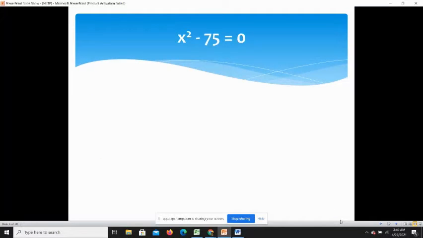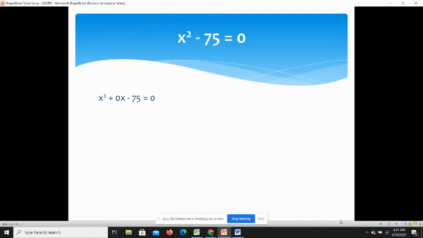Here are some examples of quadratic equations in standard form. Let's have x² minus 75 equals 0. And yes, it is in standard form, but there are missing terms. So let's see the expanded form of our original given. We have x² plus 0x minus 75 equals 0. As we've noticed, our linear term is 0x, where the value of b is equal to 0. If we multiply 0 to x, what would be the answer? 0. That's why in our original given, we don't need to write the linear term.